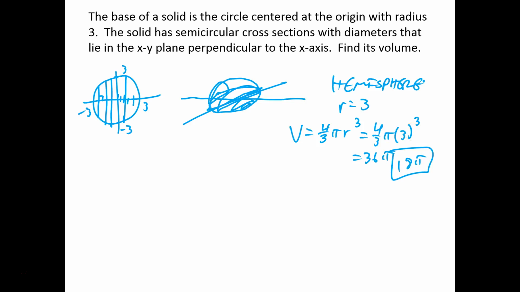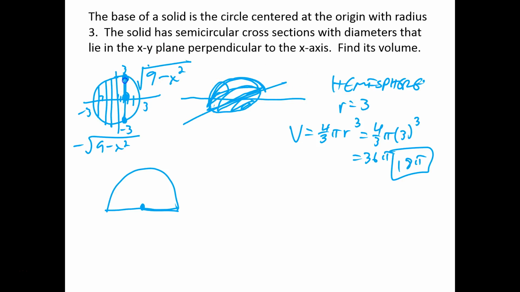Let's see what happens. Each one of these semicircles has a diameter that is the distance between the top and bottom of this circle. Well, for a circle with radius 3, the top half is the semicircle equation, good thing to know, the square root of 9 minus x squared. The bottom is going to be negative square root of 9 minus x squared. So the radius of each one of these semicircles that's popping out of the screen will be the distance from the x-axis to the top of the circle, which is the square root of 9 minus x squared.